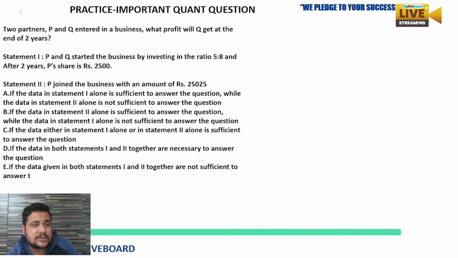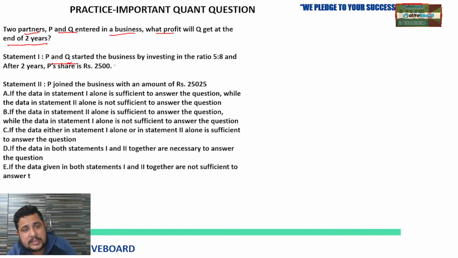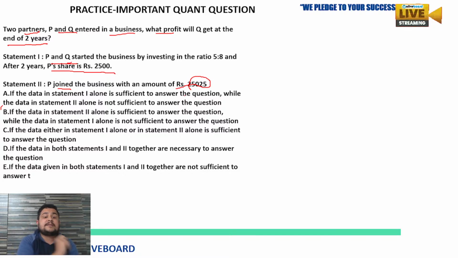Let's move on to the next question. Which pattern is it based on? It is on data sufficiency. Two partners P and Q entered in a business. What profit will Q get at the end of 2 years? Statement 1: P and Q started the business by investing in the ratio 5 is to 8, and after 2 years P's share is rupees 2500. Statement 2: P joined the business with an amount of rupees 25025. Now tell me which data is sufficient to answer this?